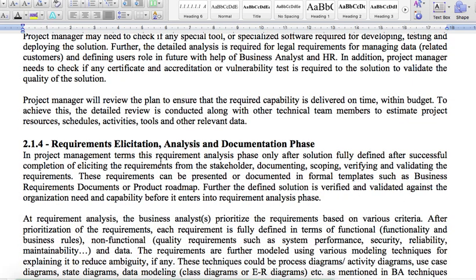Okay. The project manager will review the plan to ensure that the required capabilities are delivered on time within the budget. This is again extremely important, on time and within budget. To achieve this, a detailed review is conducted along with other technical team members to estimate project resources, schedules, activities, tools, and other relevant data. So the project manager or the business analyst will have to work as a team to understand the actual needs before they plan and finalize the estimation. Again, this is an estimation, it is not the actual plan.